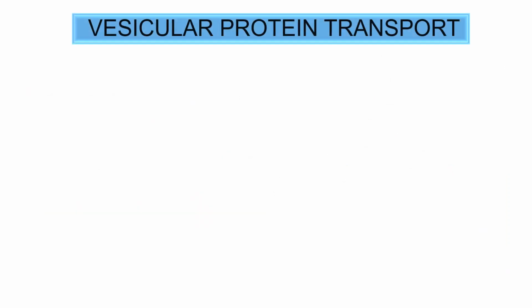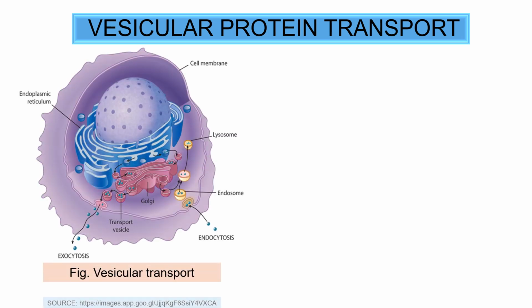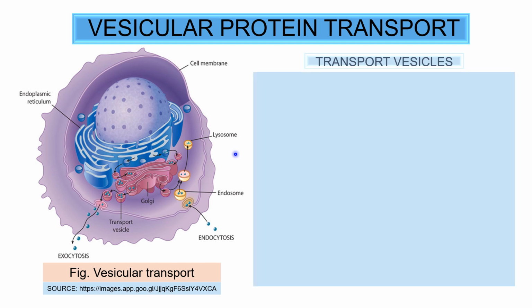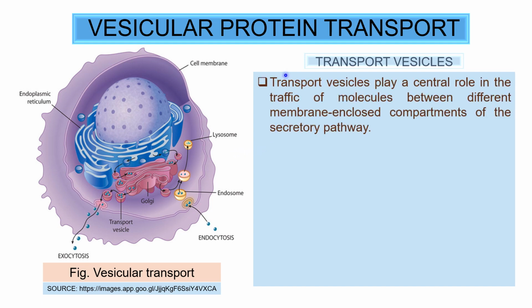The third process of protein movement is vesicular protein transport. Vesicular transport is the predominant mechanism for exchange of proteins between membrane-bound organelles in eukaryotic cells. Transport vesicles are bubble-like membranous structures that store and transport cellular products. It forms an intracellular membranous sac that is separated from the cytosol by at least one lipid bilayer. Transport vesicles play a central role in the traffic of molecules between different membrane-enclosed compartments of the secretory pathway.